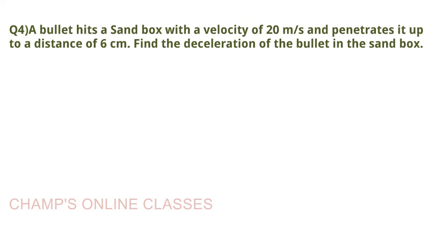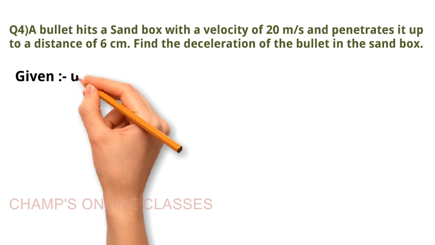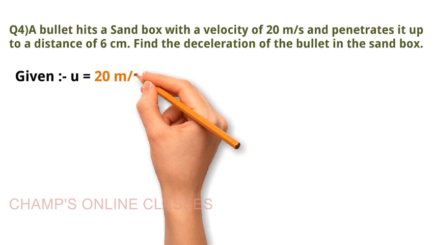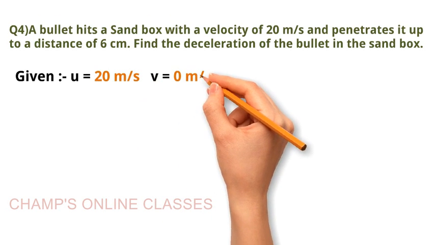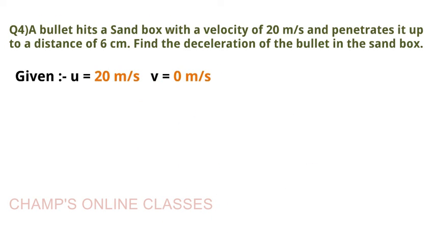Fourth question. A bullet hits a sandbox with a velocity of 20 meter per second and penetrates it up to a distance of 6 centimeter. Find the deceleration of the bullet in the sandbox. Here, the initial velocity is 20 meter per second and final velocity is 0 meter per second, as the bullet stopped after penetrating for a distance of 6 centimeter.